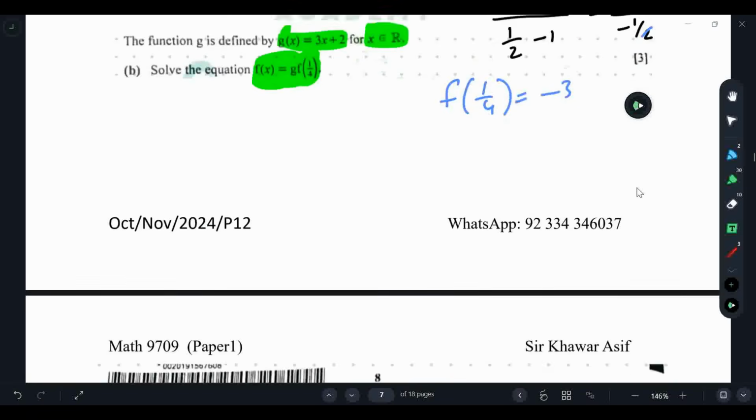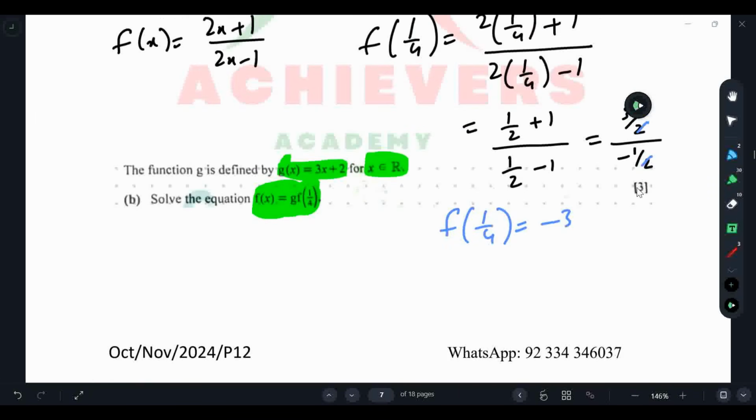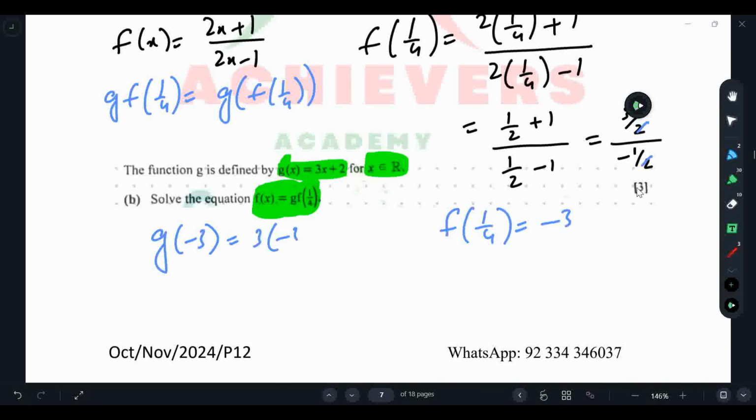Now in this question, it says g f of x. g f of 1 by 4 means g into f of 1 by 4, which means g of minus 3. So g of minus 3 will be 3 into minus 3 plus 2, and hence this will be minus 9 plus 2. So minus 7 will be the final answer. Now the right hand side is equal to minus 7.